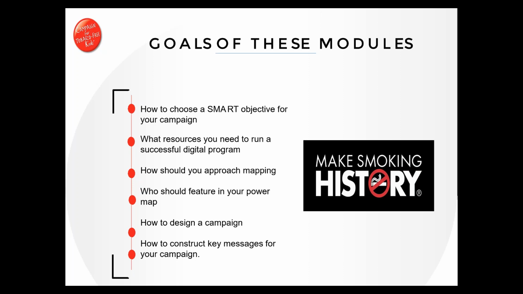First, we are going to be talking about how you can choose a SMART objective for your campaign. This, as you will find out in a little bit, is incredibly important to the success of your campaign. Then we need to talk about what resources you need to run a successful digital program, both human resources and otherwise. Then we discuss how you approach power mapping from a digital perspective and who should feature in your power map. Then we talk about how to design a campaign, and we will be discussing some frameworks we use to do this. And then last, we will discuss how to construct key messages for your campaign.